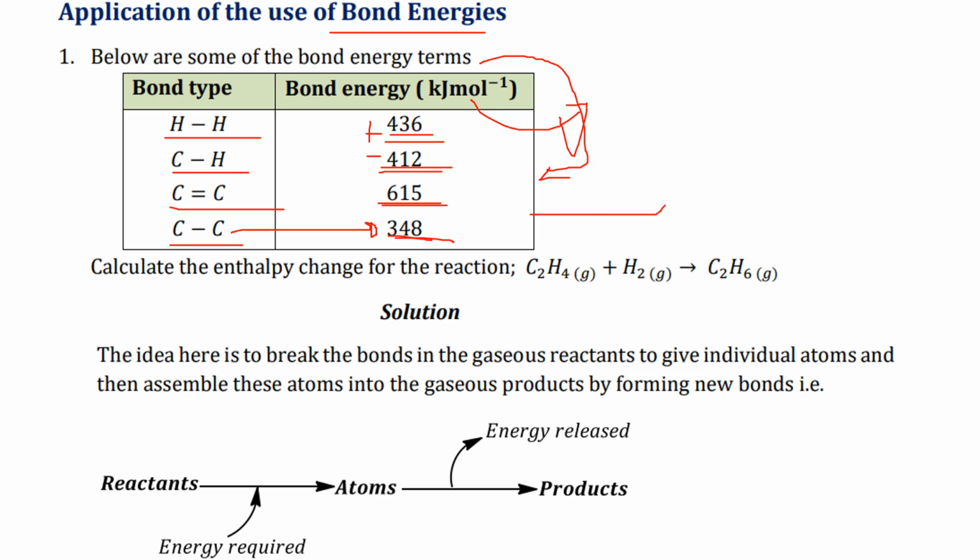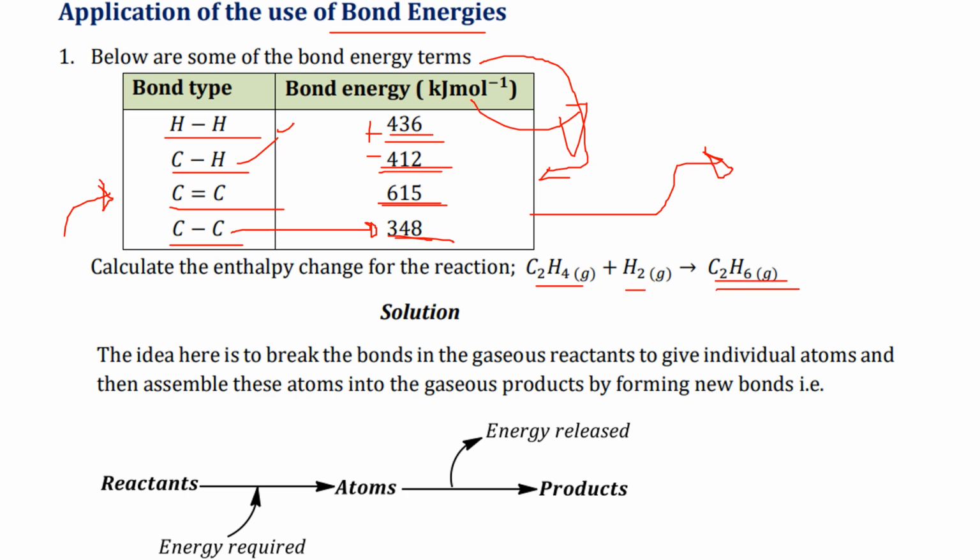Now these energies are standard, and in your papers they will always be specified, but in case you have any revision question that requires you to refer back to this table, make sure that you highlight it so that you can easily come back and look at the energy terms of each and every bond that is present in the question. So you're going to be calculating the enthalpy change for the reaction that is involved when ethene is hydrogenated so that you can form ethane.